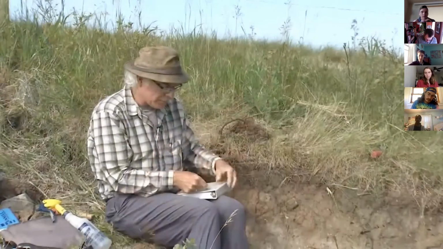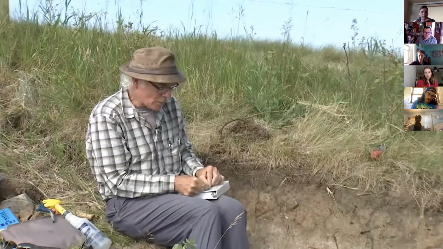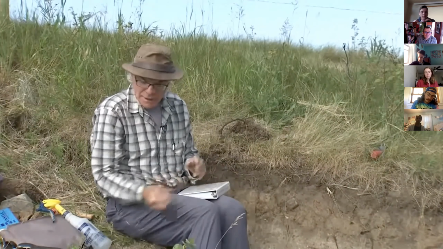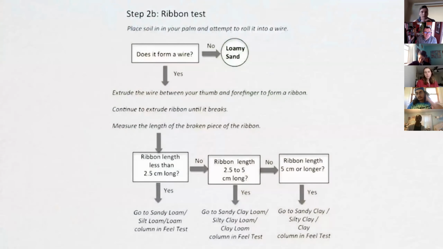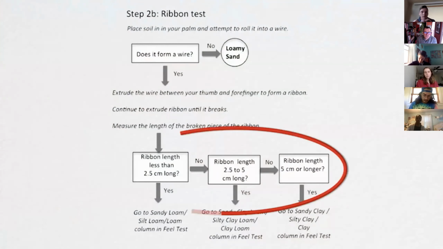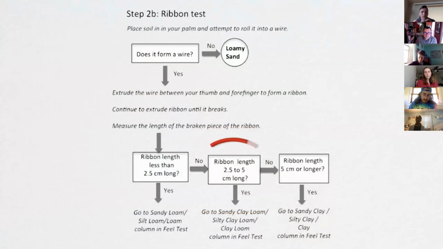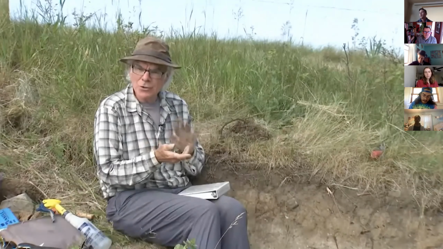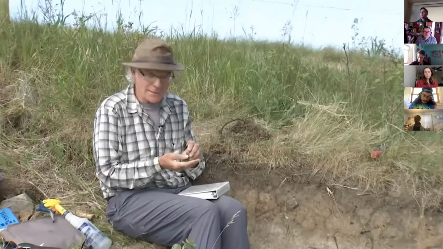And again, I'll compare that to my ruler. And that one was about 3 centimeters. So when I look at my ribbon test, there are 3 categories of length: less than 2.5 centimeters, 2.5 to 5, or greater than 5 centimeters. So this falls into the 2.5 to 5 centimeter length. And I've narrowed it down then to sandy clay loam, silty clay loam, or clay loam. And now I need to determine which of those 3 final classes it is.